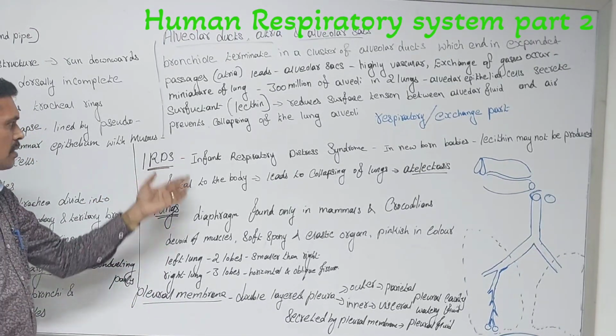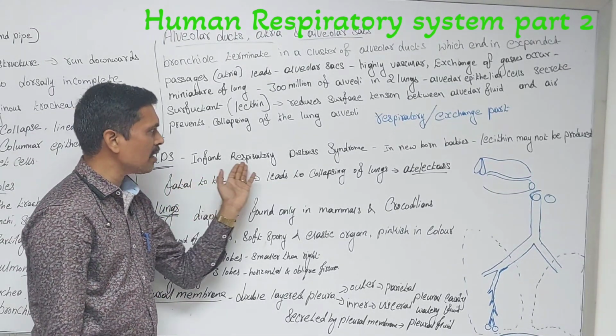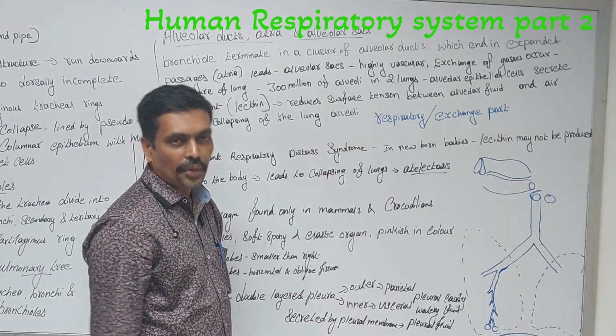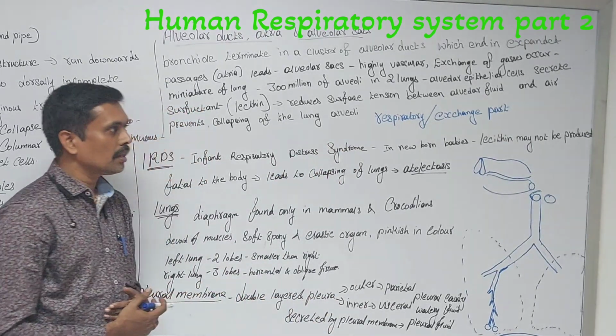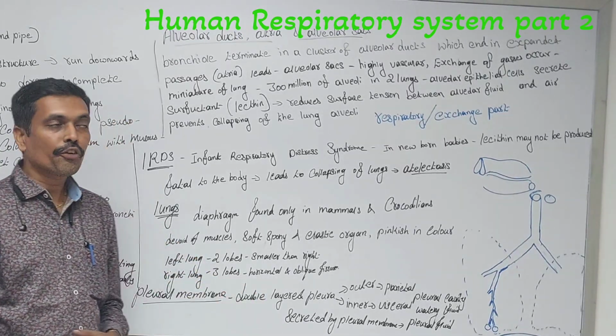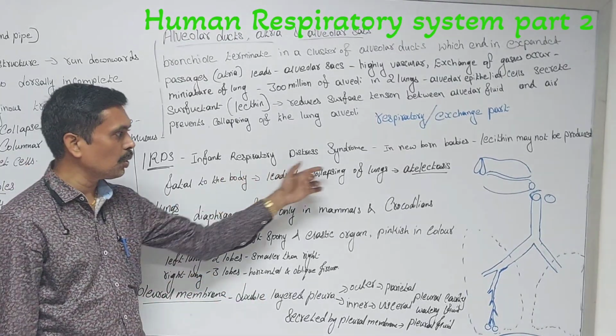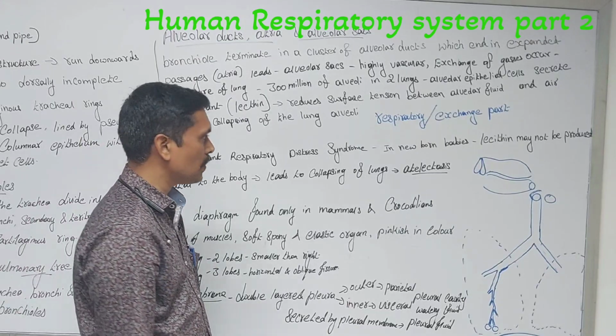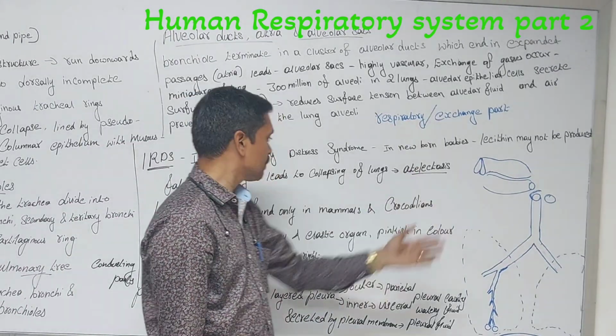Then IRDS. IRDS means infant respiratory distress syndrome. In newborn babies, the lecithin may sometimes not be produced. So it is fatal to the body and leads to collapsing of the lungs. That is what we call atelectasis.